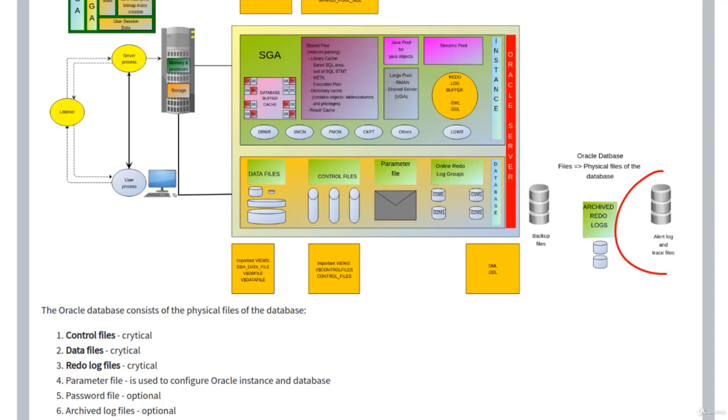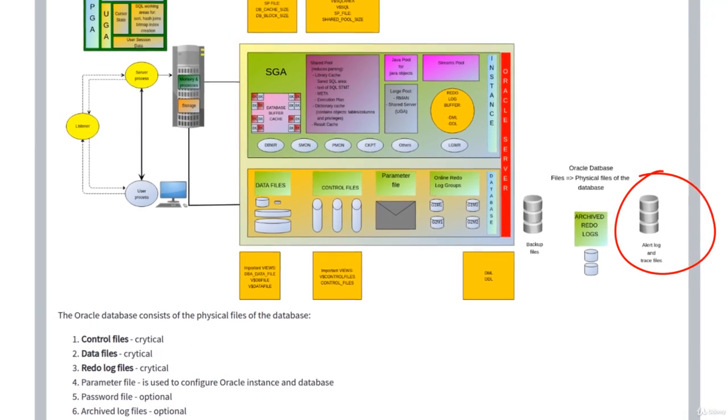Trace files. Each server and background process can write to an associated trace file. When an internal error is detected by a process, the process dumps information about the error to its trace file. Alert log file. These are special trace entries. The alert log of a database is a chronological log of messages and errors.